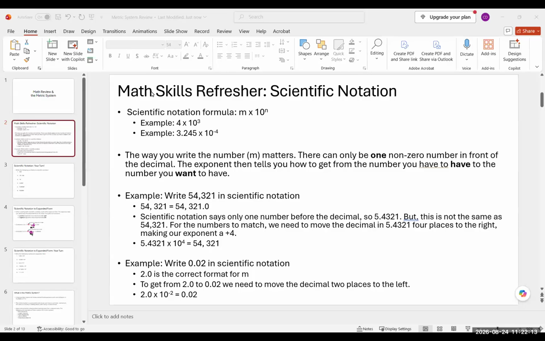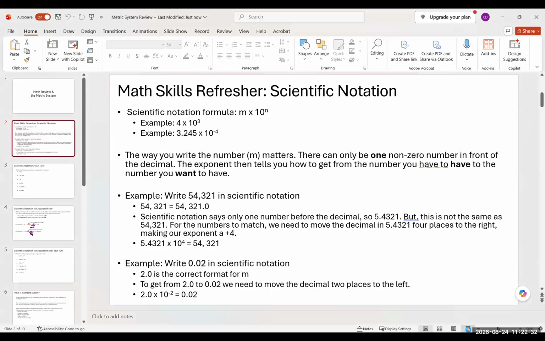Hello, everyone. This is going to be a relatively quick video on scientific notation. Scientific notation is a standard way that we write really small or really large numbers in the scientific community, and it does take on this formula.